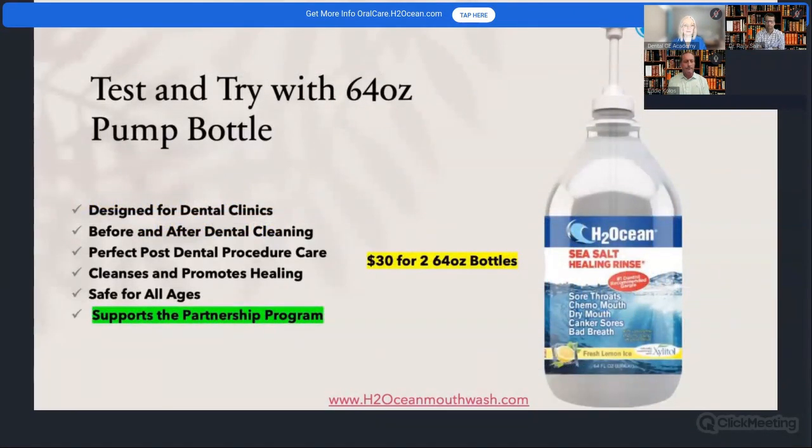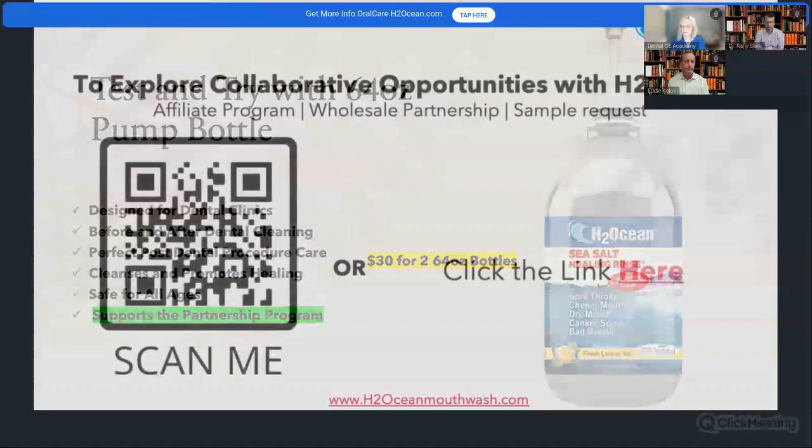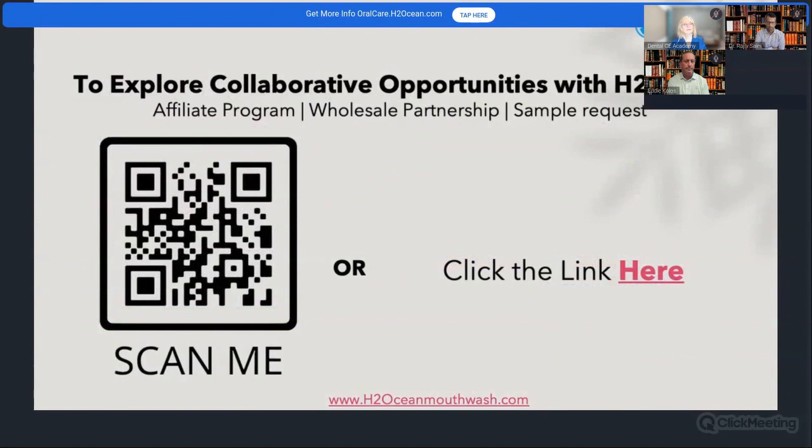We have the test and try with the 64-ounce pump bottle. This is designed for the dental offices. In each clinic room, you can have one of these bottles for your pre and post procedures. This will allow your patients to get used to the product that you're referring. Start using natural sea salt healing rinse instead of the chemical competition that is out there in the market that contain dyes and alcohol and other harmful added ingredients. You could scan here to explore the partnership opportunities with H2 Ocean.